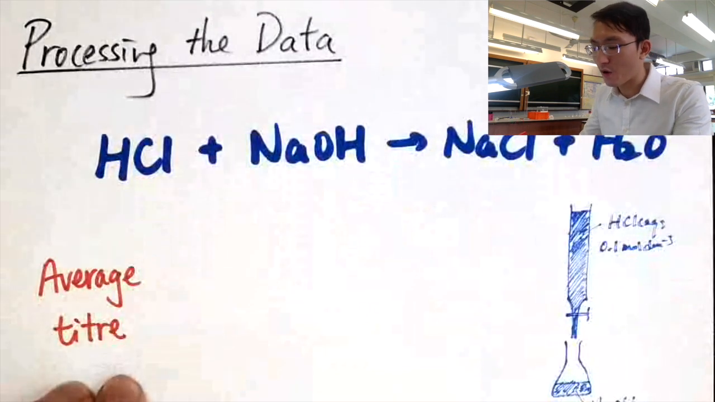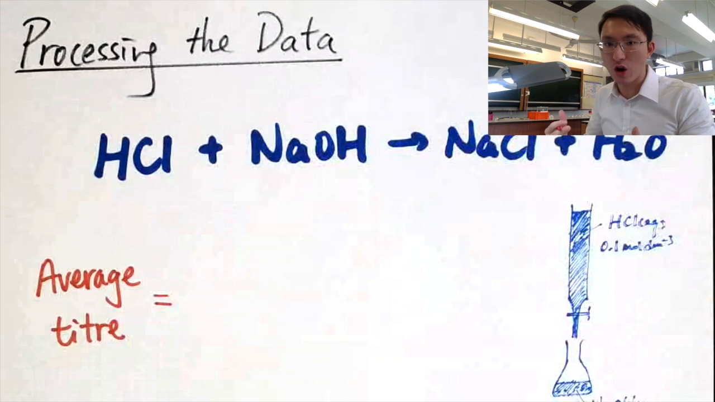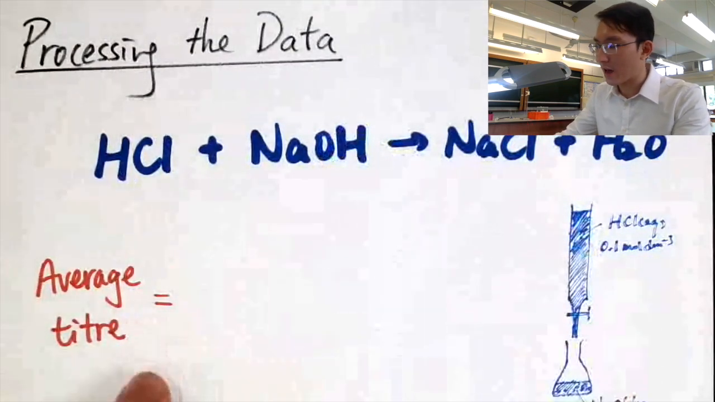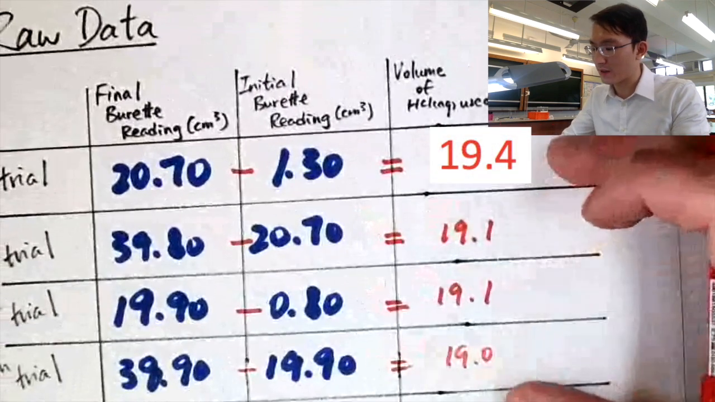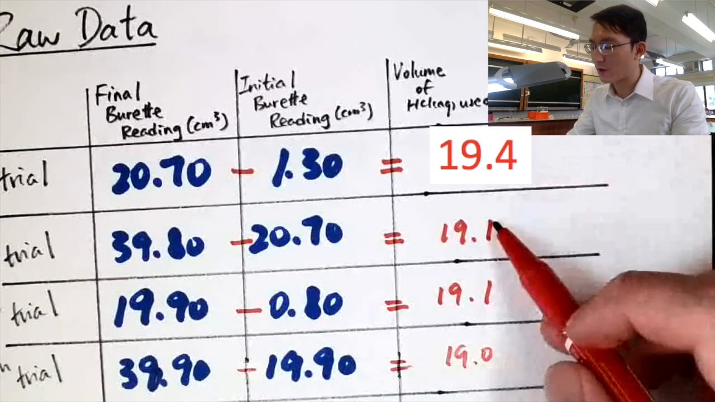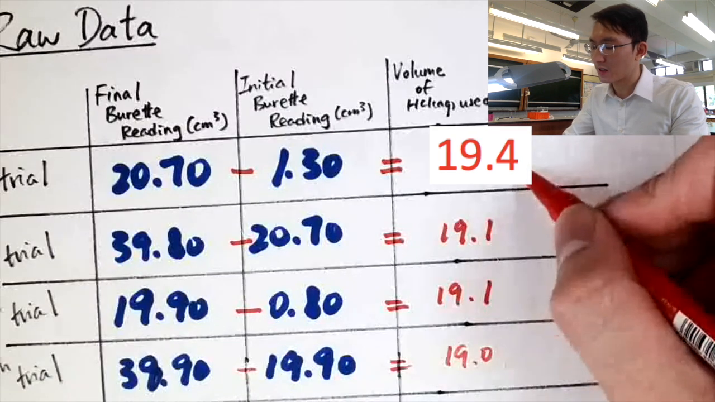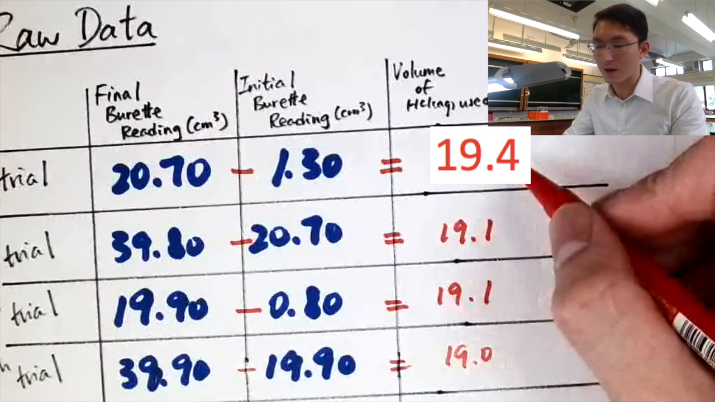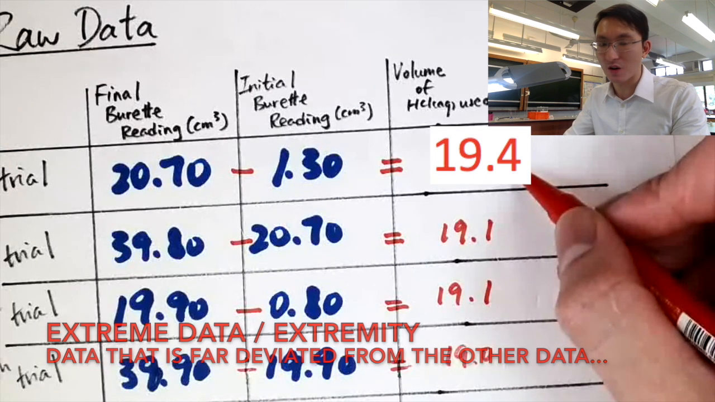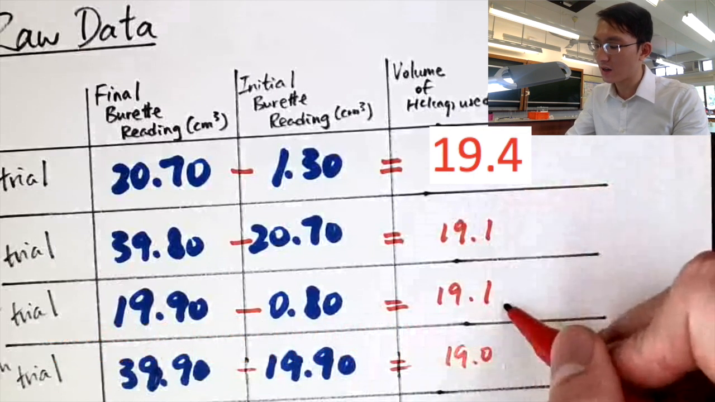Titer means the volume of titrant that we use. Now for the average titer, we are going to take the average of the volume of HCl used in all the trials. But pay attention. If we come across some extreme data, if you look back to the previous raw data table, you notice that the volume of HCl used for the first trial is very different from the remaining data. If such a situation happens, we will not involve this one in our average volume. This is regarded as extreme data, which will be neglected or discarded in our calculations. So when we calculate the average titer, we only have to concern this one, and this one.